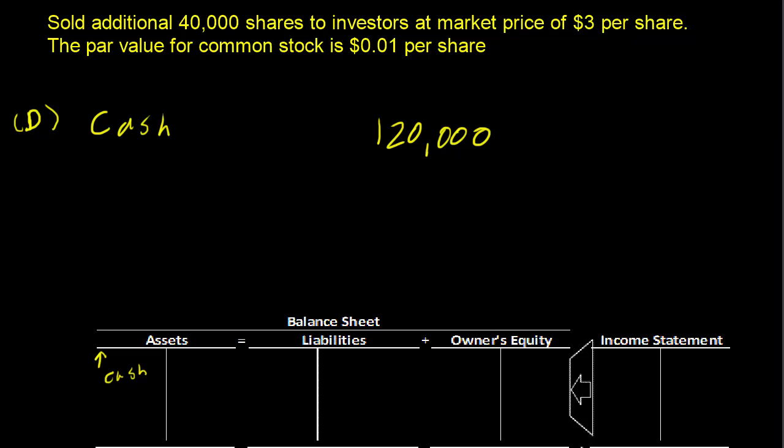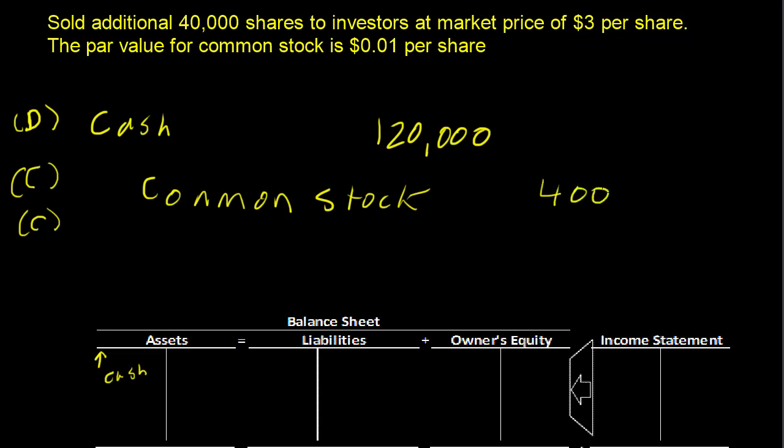Then after that, we actually have two credits. We have a credit here and a credit here, and the credits are associated with two accounts. One is called common stock, and that will be for $400. The reason it's $400 is that the common stock value is 0.01 per share, so a penny per share. A penny times 40,000 equals $400. So that's what we're going to write as the entry for our common stock.